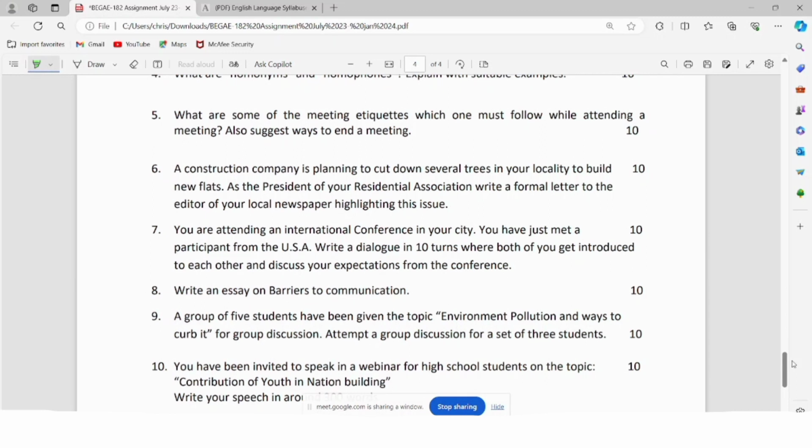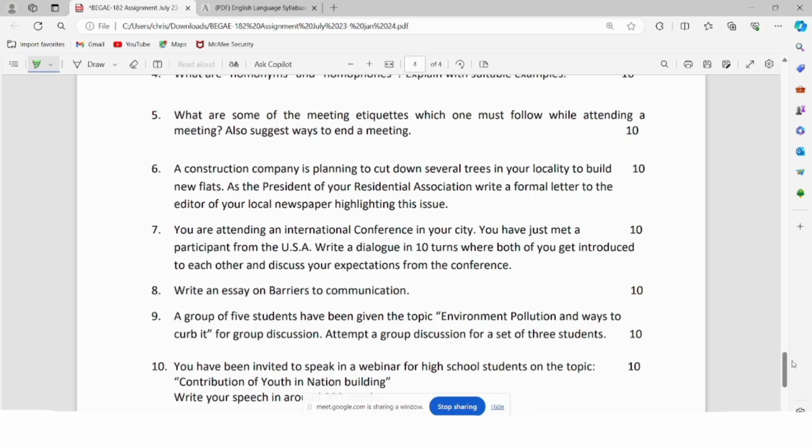Question number 5. What are some of the meeting etiquettes which one must follow while attending a meeting? Also suggest ways to end a meeting. The same unit as that of group discussion, unit 3. Block 2, unit 3.